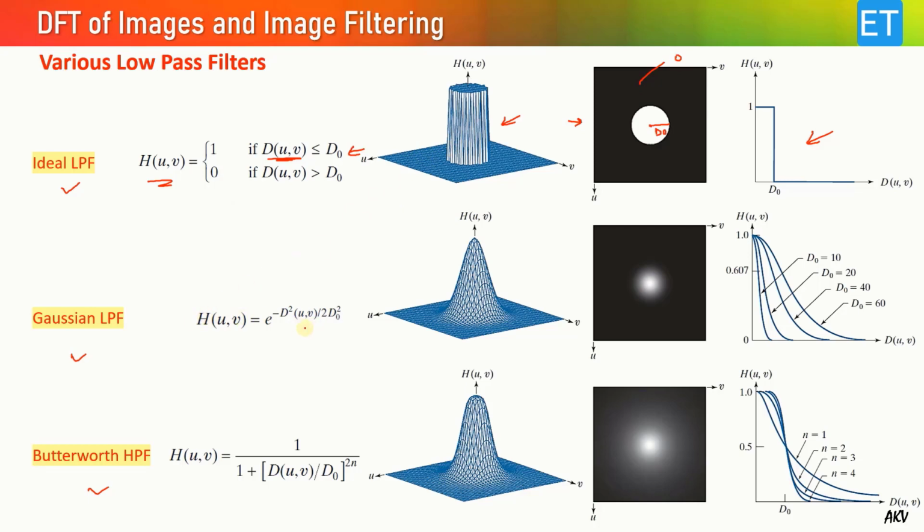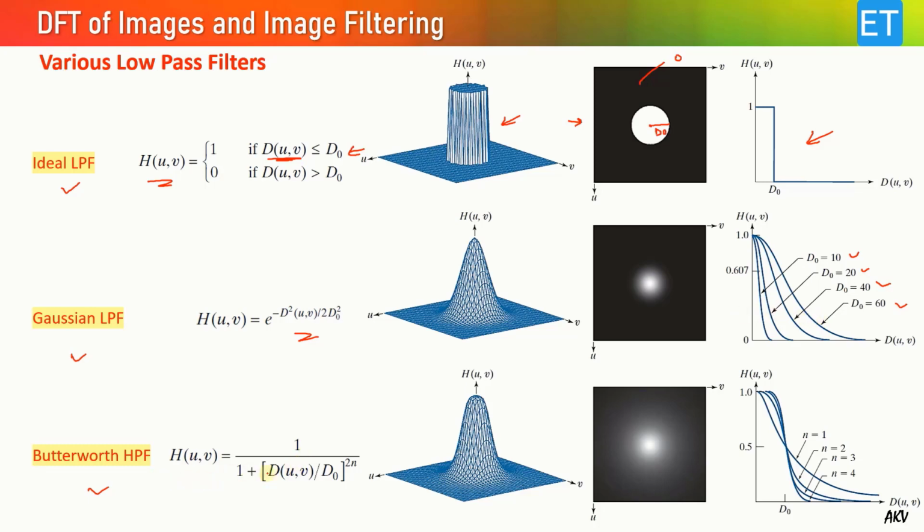And similarly, we have this equation for the Gaussian filter. For a defined D0, for all different values of the distance from the center, I mean this D(u,v), you get this type of shape. From the top, this is the view, and this is the 3D view. And here you can see how we can change the shape of this filter by having different values of D0. If your D0 is increasing, your filter is becoming more flat.